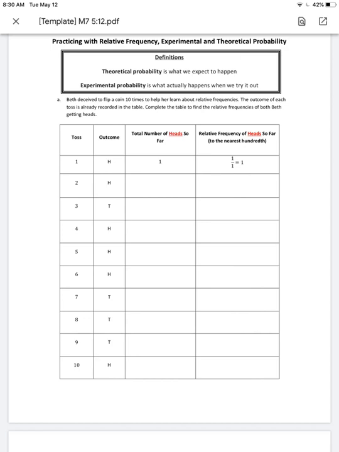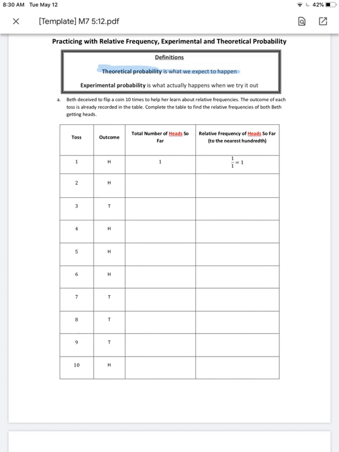So just as a kind of introduction to the worksheet, if you just need a little refresher, we're talking about finding the relative frequency for these tables. And just a quick refresher on what we talked about yesterday. Remember, we talked about theoretical probability. And theoretical probability is what we expect to happen.